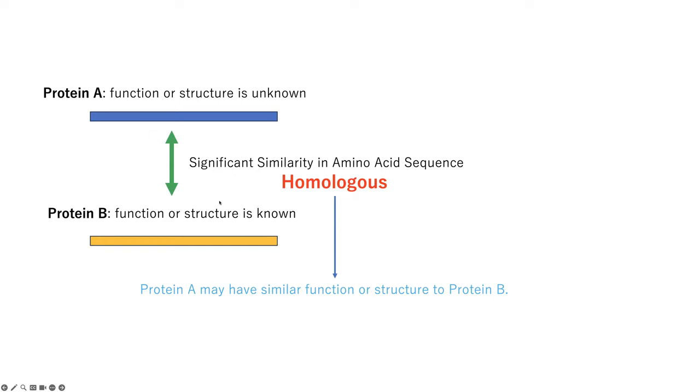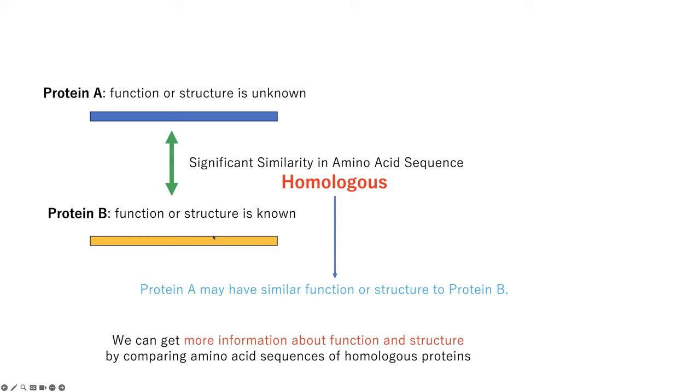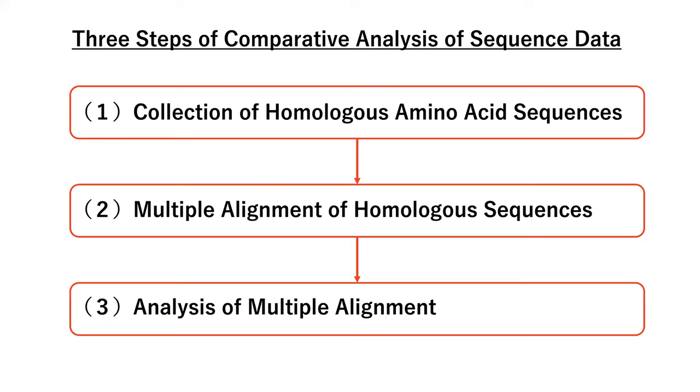So this is a very basic inference style, a prediction style of protein function or protein structure. But we can get more information about the function and structure of proteins by comparing homologous proteins. This slide shows the three steps of the comparative analysis of homologous sequence data. At first, the homologous amino acid sequences are collected. Then an operation called multiple alignment is taken. Then based on the multiple alignment, we can infer the structure and the function, and more information is obtained from the multiple alignment.